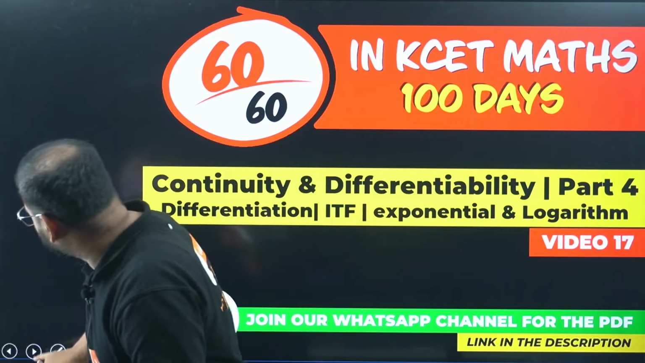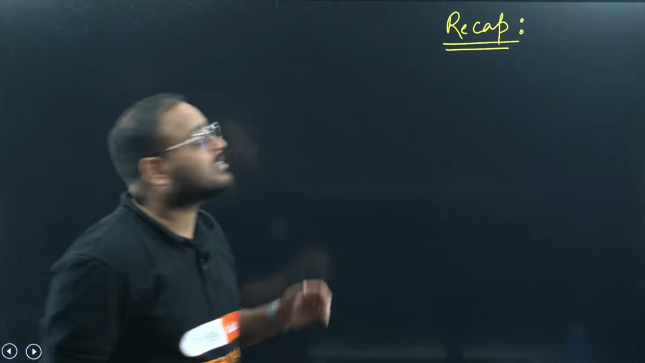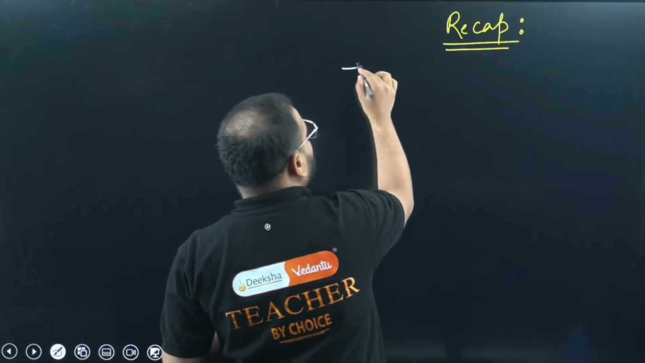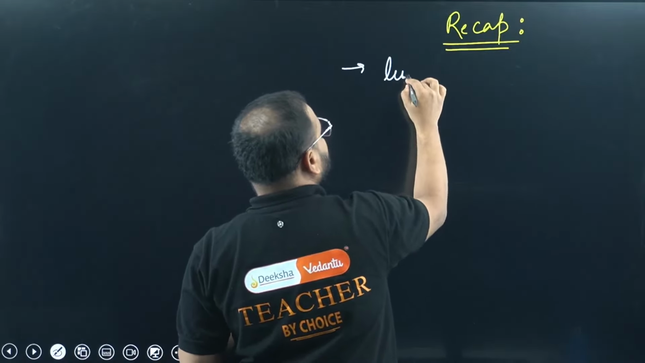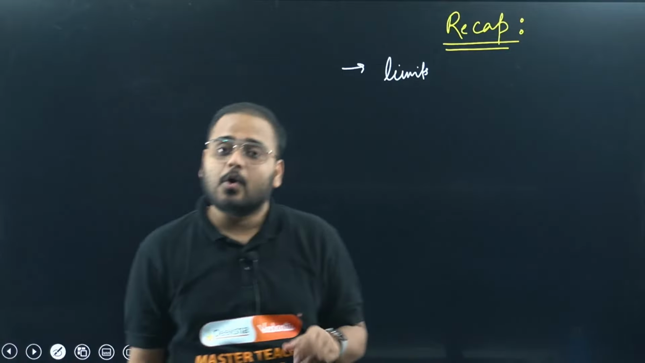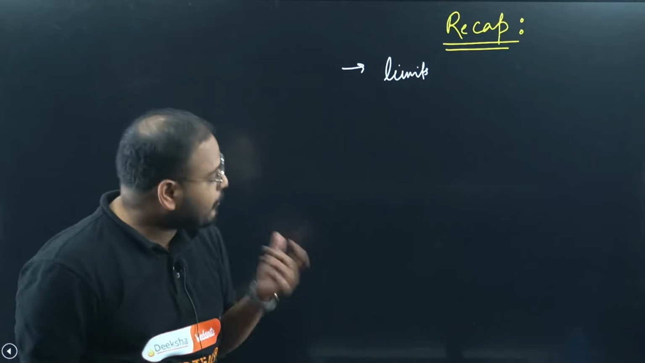So what is the first thing coming? It is the recap. We'll see what we have done so far in this chapter, continuity and differentiability. The first session we took on this chapter was on limits. We did a limits recap. We learned how to solve limits, what limits are, and when we have the requirement of limits.